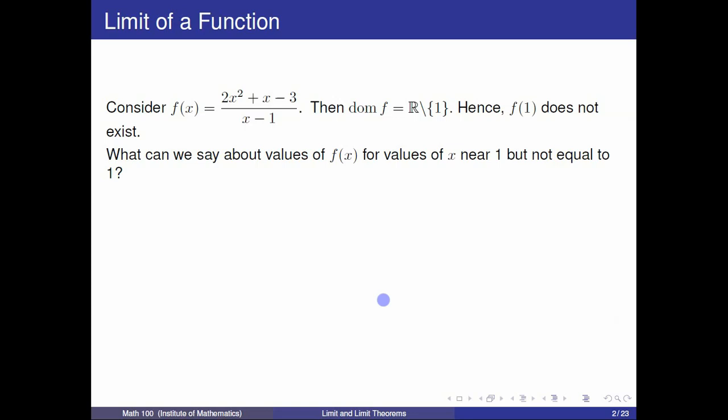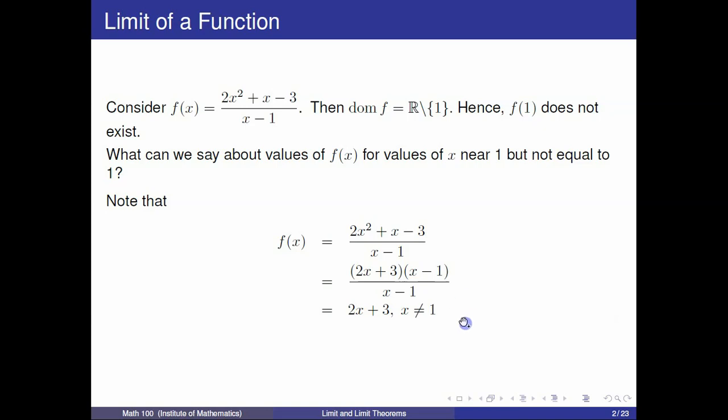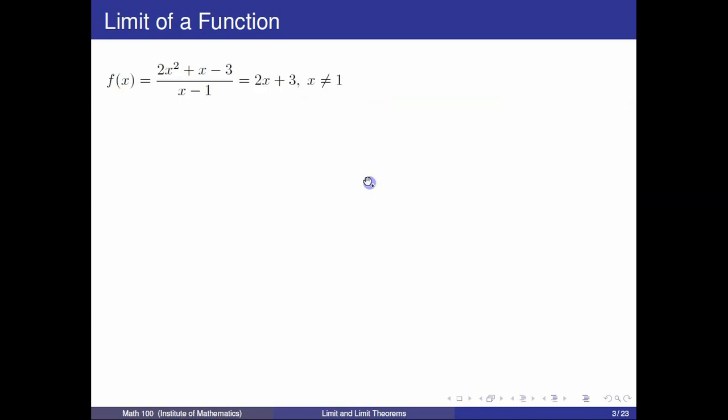And to answer that question, let us consider the following. f of x is this function, and our numerator can be factored as follows. It is also 2x plus 3 times x minus 1. And since x is not equal to 1, this is non-zero, and we can cancel this out. And we are left with 2x plus 3 if x is not equal to 1. So f of x is also equal to 2x plus 3 whenever x is not equal to 1. And let us answer our question.